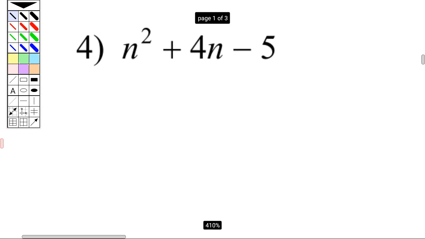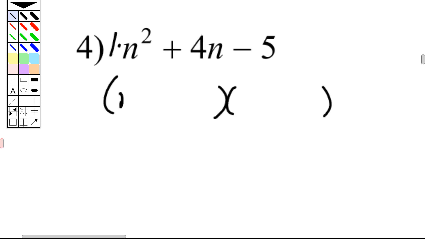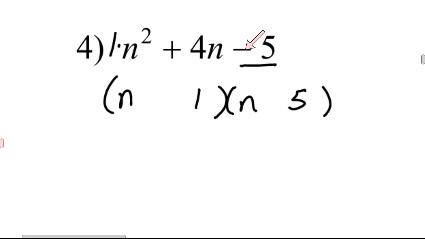Okay, since the leading coefficient's 1, I can go straight to my answer. It's got to be n times n. What are the only things that multiply to make a 5? 1 and 5. Now you might say, well, that's not a positive 5, it's a negative 5. So if this times this, after I give them their signs, has to make a negative, what does that tell you? That means one of them has to be negative, one has to be positive.